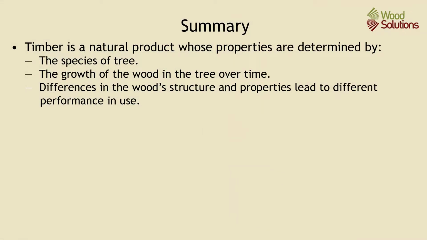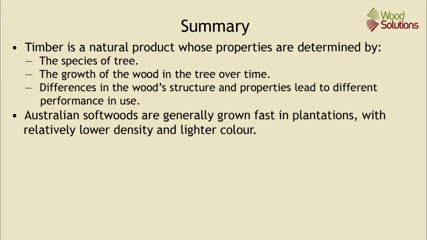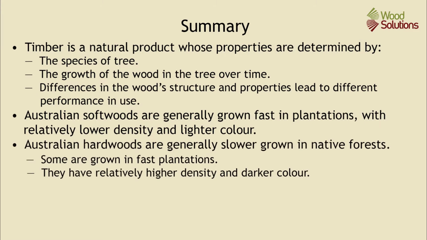In summary, timber is a natural product whose properties are determined by the species of tree and the growth of the wood in the tree over time. Differences in the wood structure and properties lead to different performance in use. Australian softwoods are generally grown fast in plantations with relatively lower density and lighter colour. Australian hardwoods are generally slower grown in native forest and some grown in fast plantations.